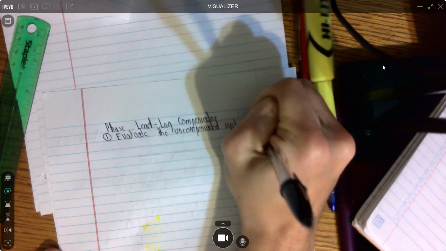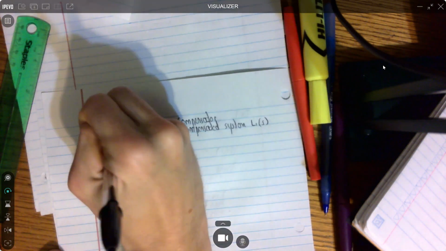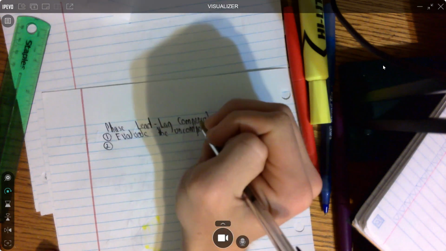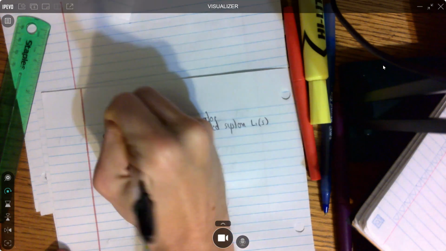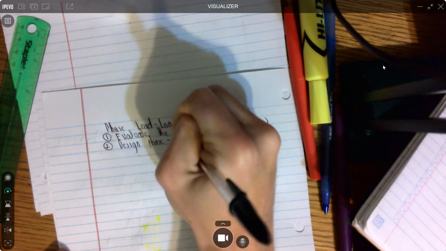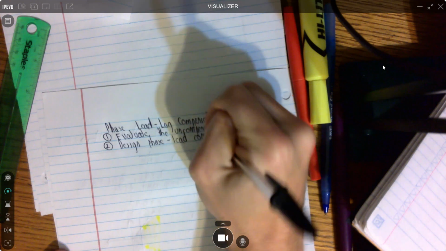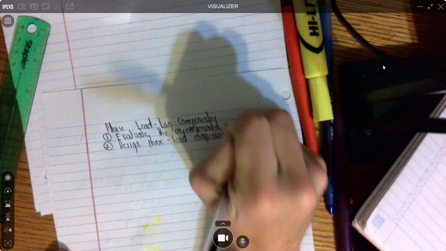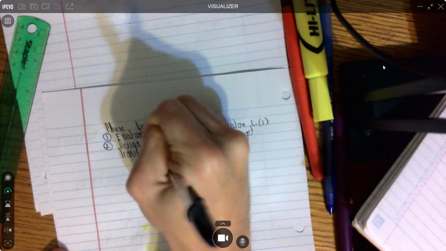in MATLAB, and then you need to design the phase lead compensator to meet the transient specifications. And so design your phase lead compensator. And that's where you do your calculations, to get your design requirements. Compensator to get your transient response specifications.